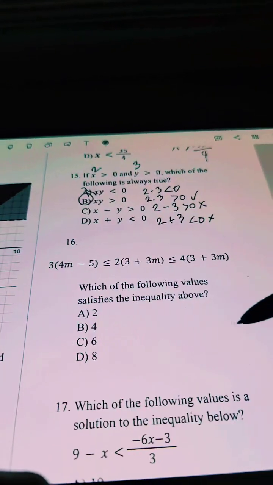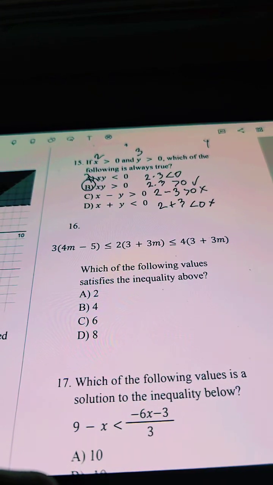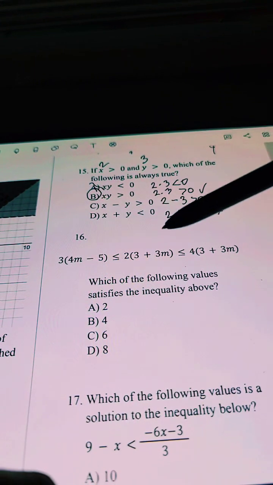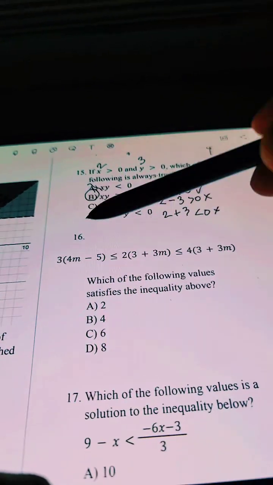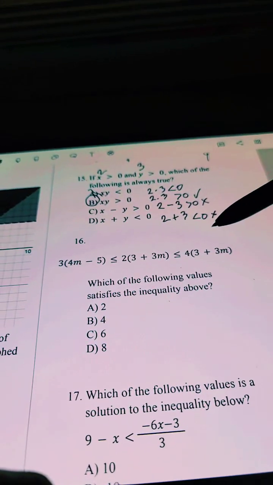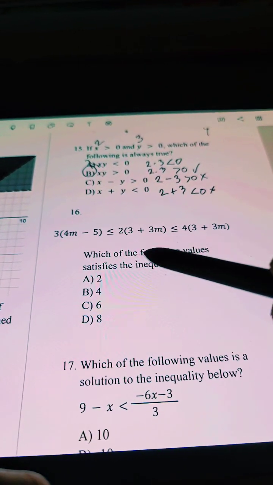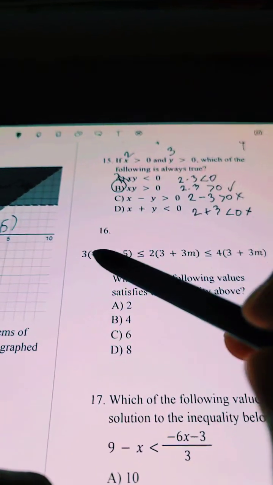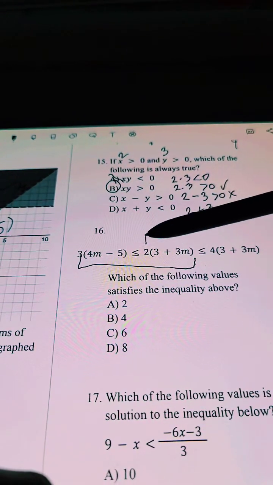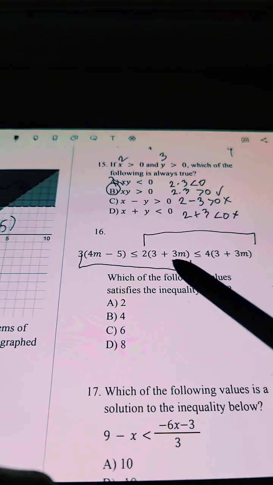So then let's go to, okay, there we go. Number 16. For number 16, some people like to keep it all together. I would recommend for most students that you break this apart into 2 separate inequalities, just so you don't get confused. So that's what I'm going to do. This is going to be its own inequality, and this part's going to be its own inequality too. So let's start with this portion right here.